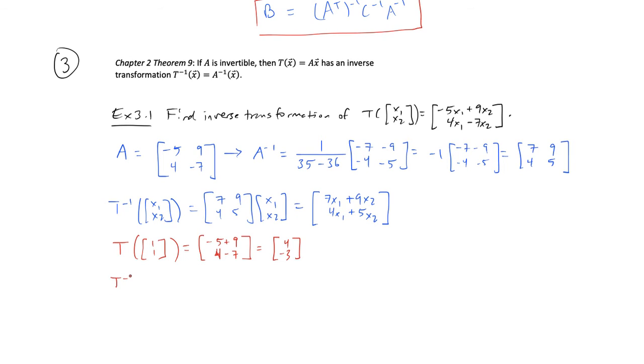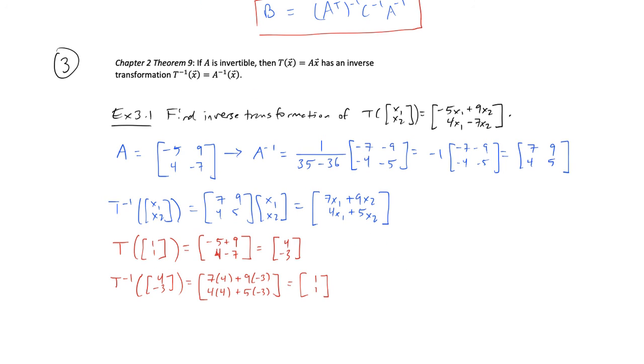And now let's inverse transform this by multiplying this by the inverse, or inserting this into the formula. So we'll do 7 times 4 plus 9 times -3, and 4 times 4 plus 5 times -3. That's 28 minus 27, which is 1, and 16 minus 15, which is 1.